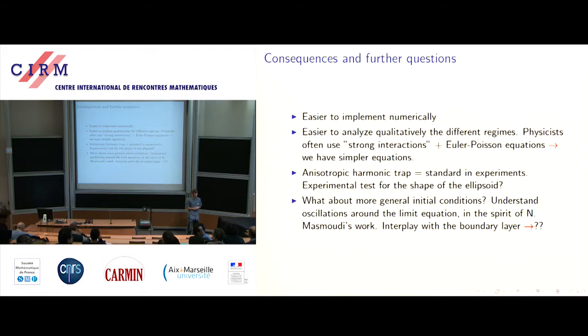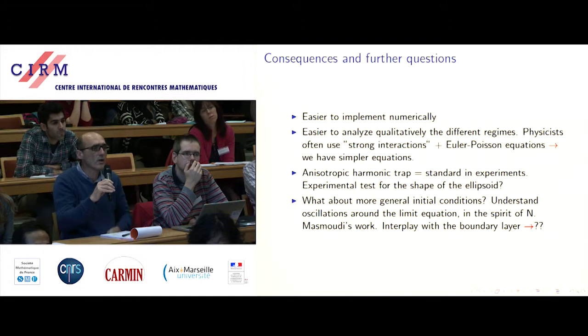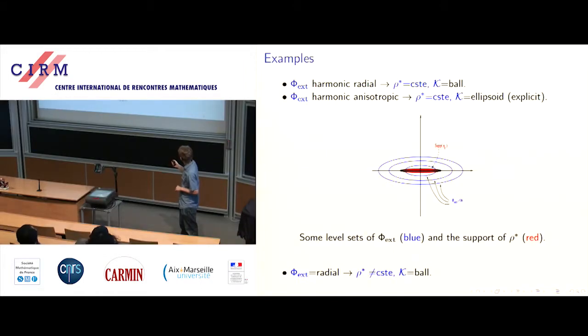I didn't completely catch this boundary. Where is the boundary, in all this discussion? Is it the exterior boundary of where rho is non-zero, or another type of boundary? No, the boundary is here, for instance. This is where the limit density is non-zero, in red. And outside, you have to understand what happens. So this is the limit density.